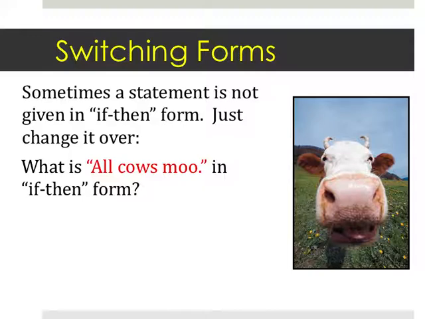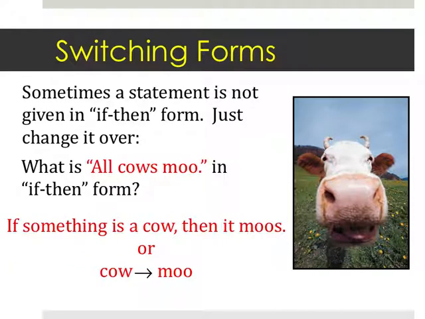Perfect. If something is a cow, if an animal is a cow, you can doctor it up, dress it up, however fancy you want to be. If something is a cow, then it moos. Or again, being lazy, we could just say cow implies moo. Sounds silly, but it works.